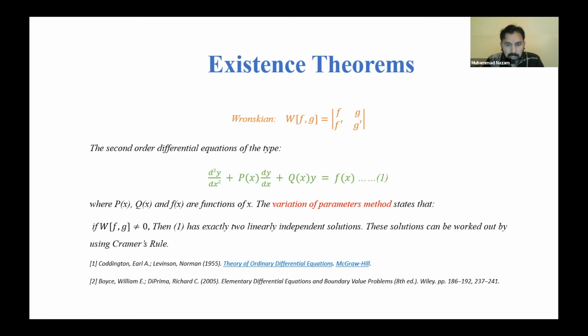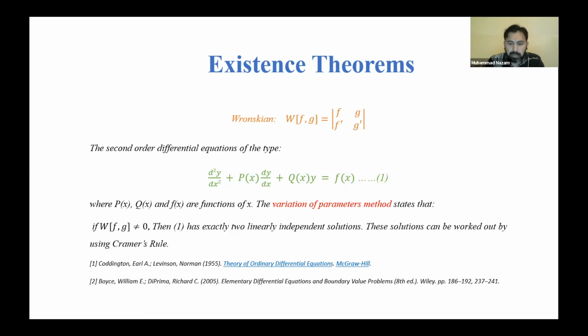Here, the existence theorem is that if the Wronskian of the two functions f and g is not zero, then one has exactly two linearly independent solutions. These solutions can be worked out by using Cramer's rule. So the condition is: if the Wronskian is non-zero, then there exist two linearly independent solutions, and these can be obtained by using Cramer's rule for the second and third order. Above that, Cramer's rule does not help. We have two references for this purpose.